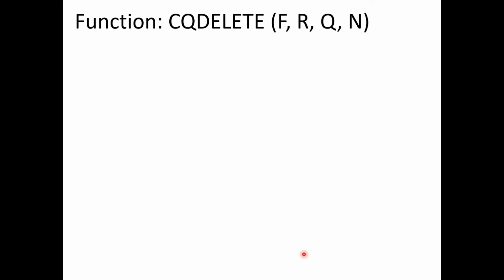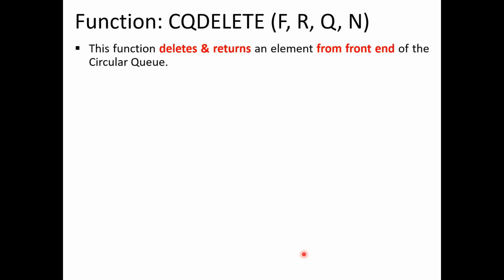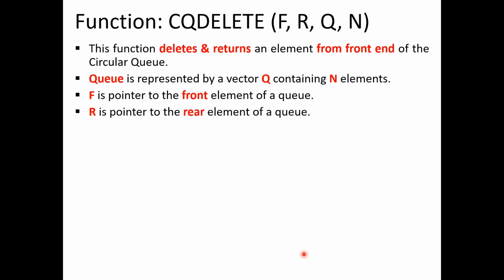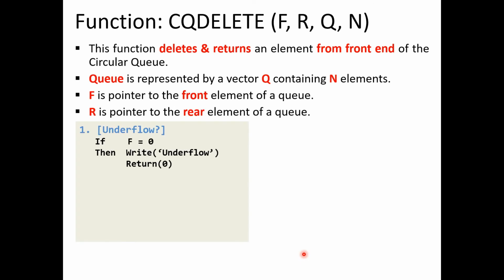Now next is the algorithm to delete an element from a circular queue. This function deletes and returns an element from the front end of the circular queue. Q is represented by a vector Q that contains n elements. F is the pointer to the front element of the queue, and R is the pointer to the rear element of the queue.